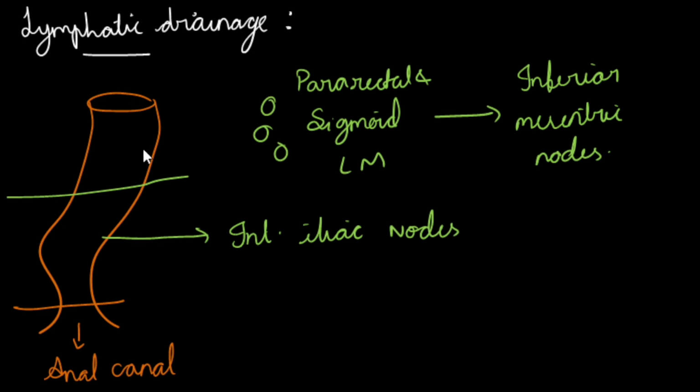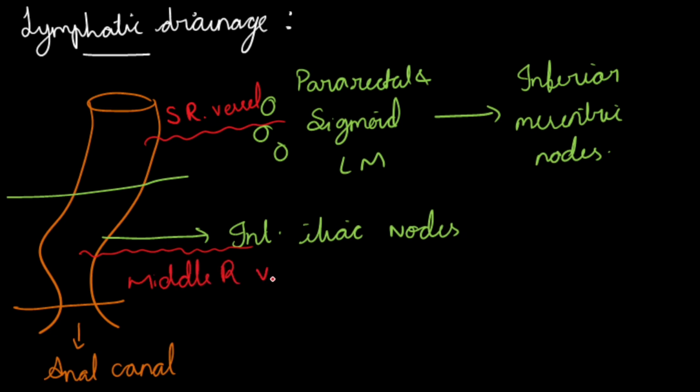So here these lymph nodes were present along the superior rectal vessels. And in case of lower half, the lymphatics were present along the middle rectal vessels. So this is all regarding the lymphatic drainage. The upper half is draining into pararectal and sigmoid lymph nodes, which is draining into the inferior mesenteric nodes, and in case of lower half, it is draining directly into the internal iliac nodes.